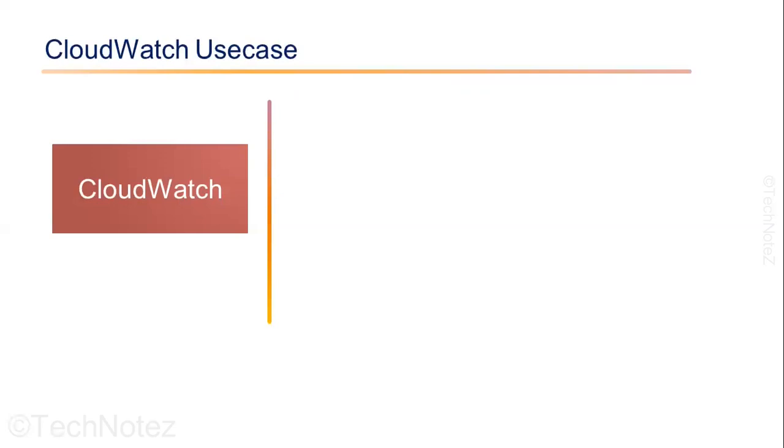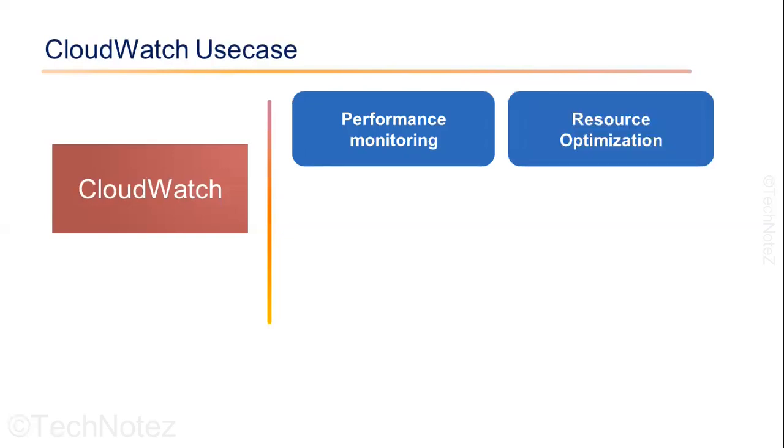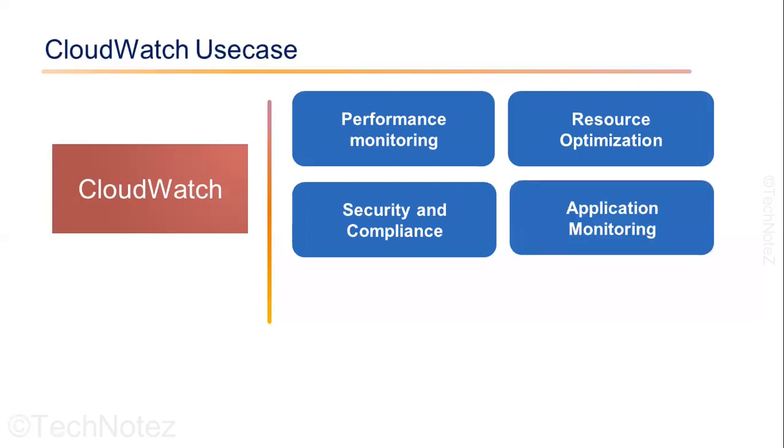CloudWatch brings lots of benefits for users, and there are different use cases supported by CloudWatch, like performance monitoring. CloudWatch monitors the performance of your AWS resources and applications to identify and troubleshoot issues. Resource optimization. You can identify opportunities to optimize resource utilization and reduce cost. Security and compliance. You can easily detect and respond to security events and ensure compliance with regulatory requirements. Application monitoring. You can monitor the health and availability of your applications running on the AWS infrastructure.